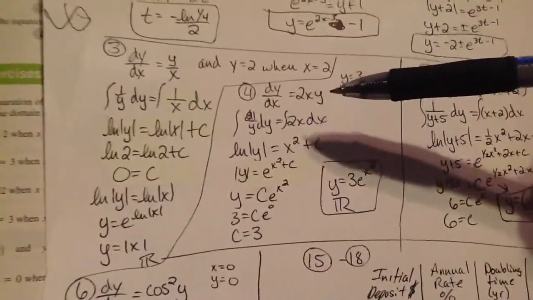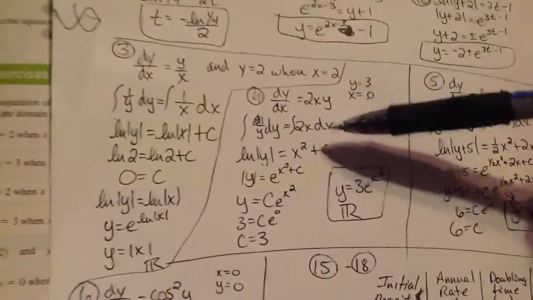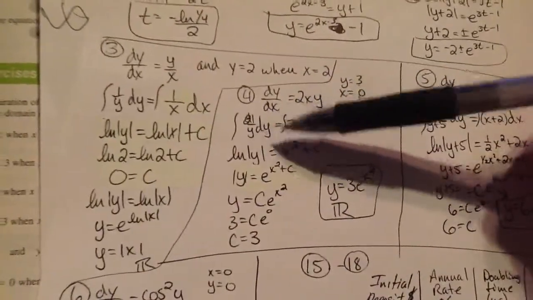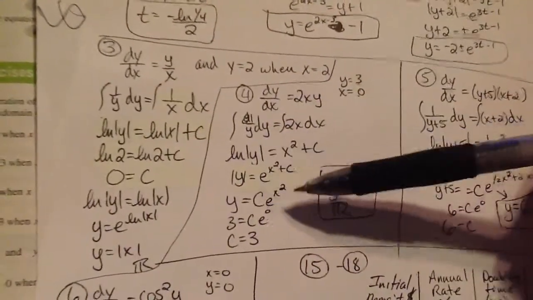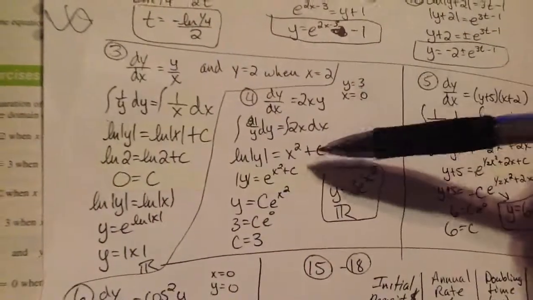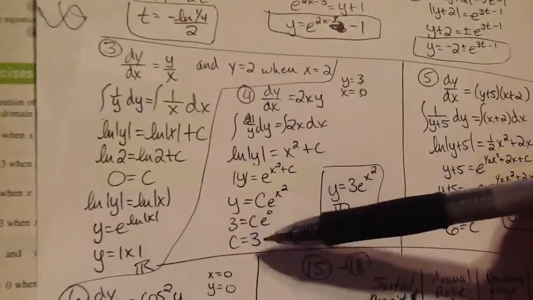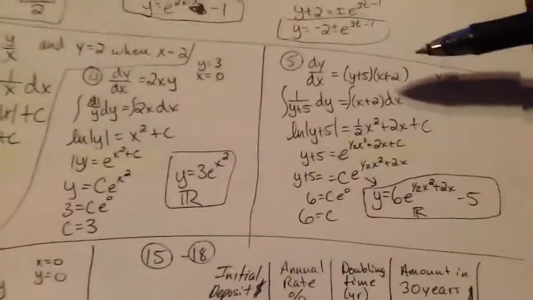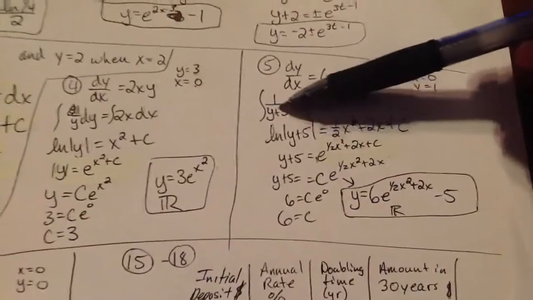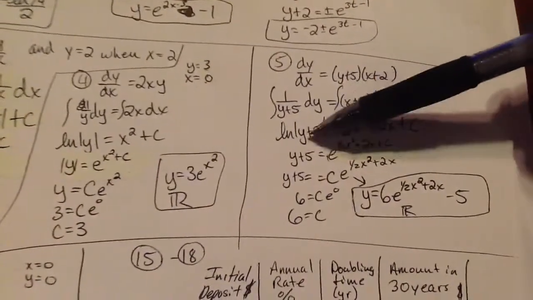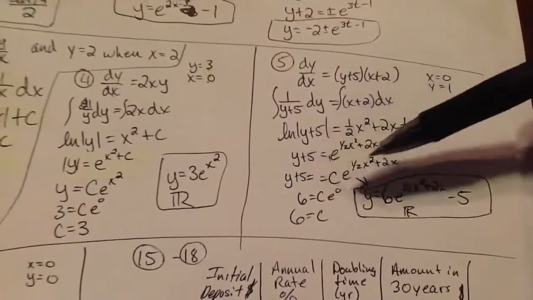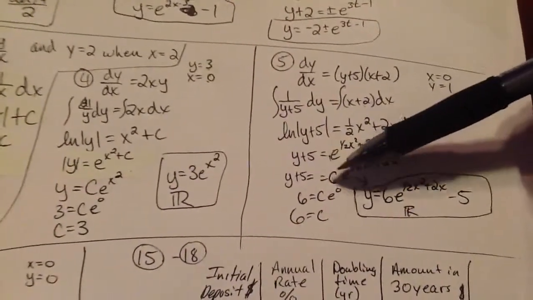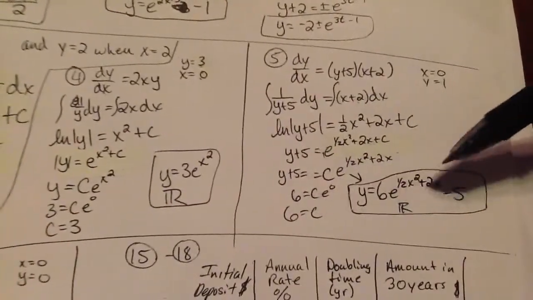The separable equations. Basically, just get all the x's on one side, get all the y's on the other side, integrate, solve for y, plug in your x and your y that you know to solve for c, and then plug the c back in. That's it. It's the same thing on all of them. Get the y's on one side, x's on the other, integrate, solve for y. To get rid of ln, use e, plug that in, solve for c, plug that back in, you're done.